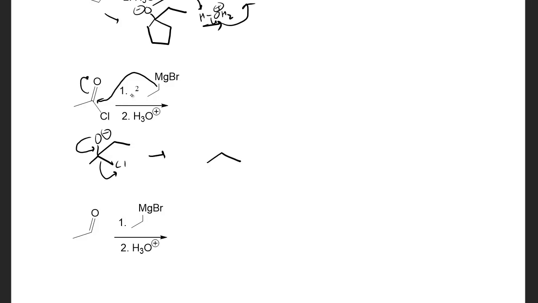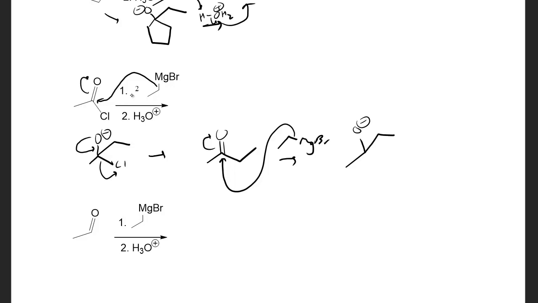So here we have 1, 2, 3, 4 carbons in our chain. 1, 2, 3, 4 carbons in our chain. We formed a ketone functional group. And now we have another equivalent of our Grignard reagent. So again, we have our ethyl with our MgBr there. Our electrons here are going to attack our carbonyl carbon again and push those electrons up to get us to our next intermediate, which now has our oxygen with our negative charge. We have added another ethyl group, and we still have our original ethyl group in our carbon chain.